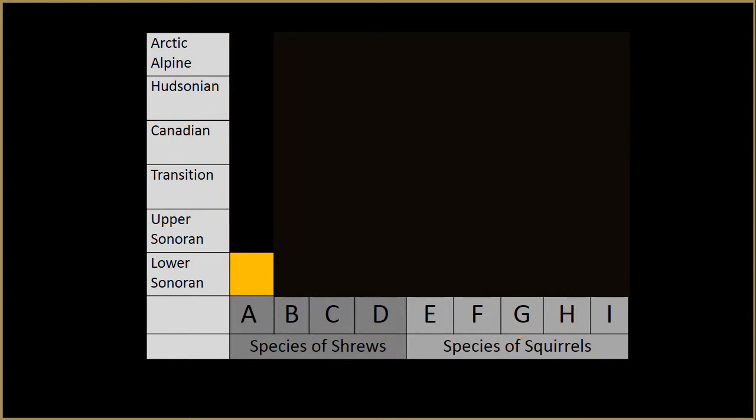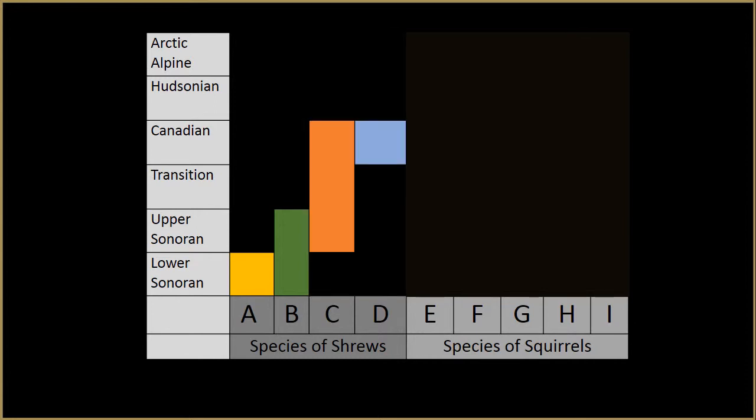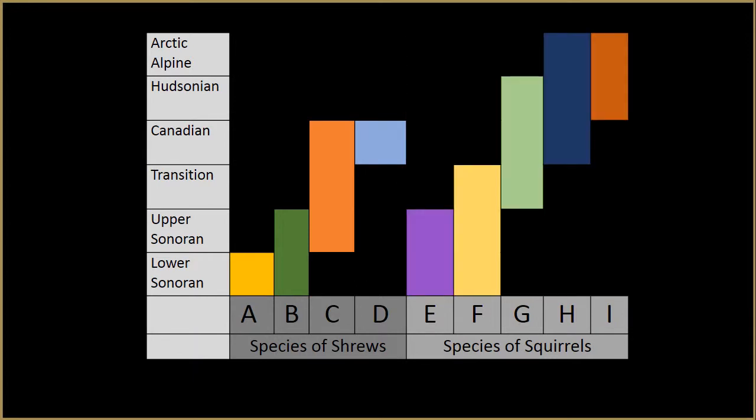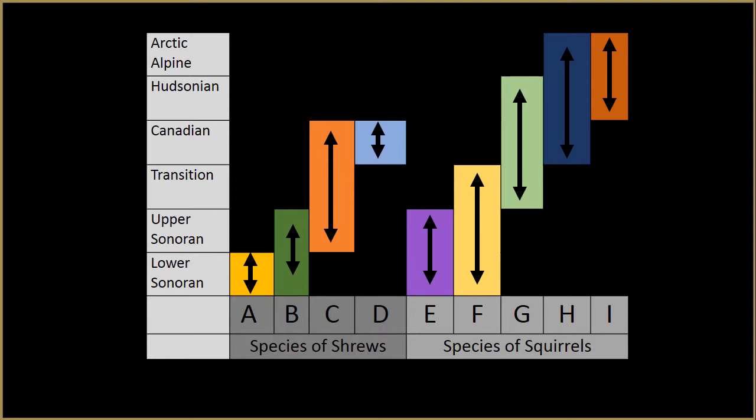This bar represents a species of shrew we will call species A, which is found only in the Lower Sonoran life zone. This one represents species B that lives in both the Lower and Upper Sonoran life zones. Species C is found in 3 successive life zones, while species D lives only in the Canadian. These bars represent 5 different species of squirrels found in different life zones. So far, we have noticed the vertical bars, which represent the biomes where individual species live.